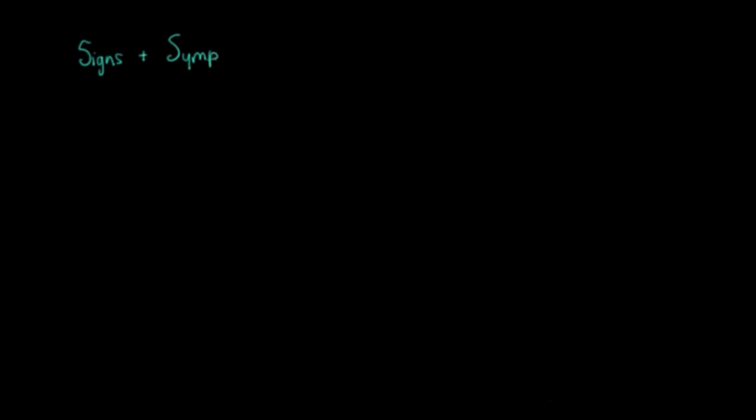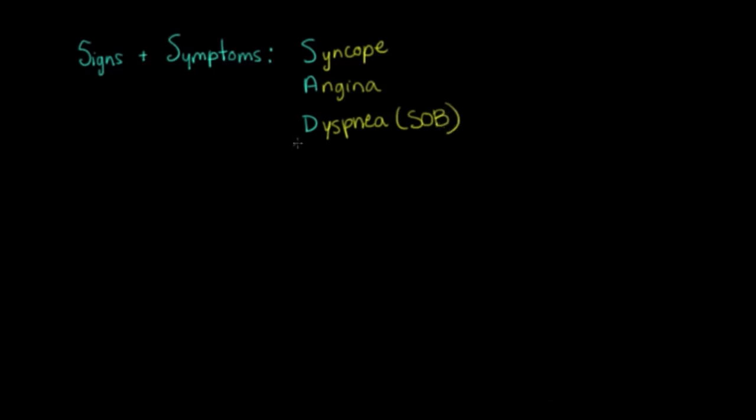So the way that you can remember the signs and symptoms of aortic stenosis is with the acronym SAD, and S stands for syncope, meaning fainting. A stands for angina, which is a type of chest pain, and D for dyspnea, meaning shortness of breath.